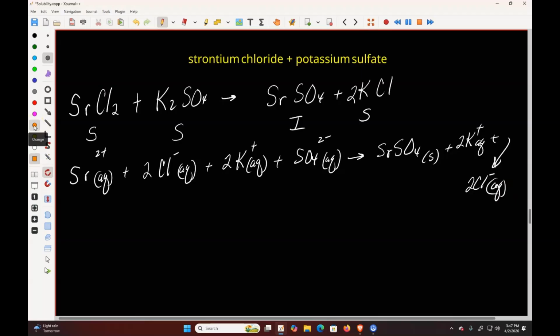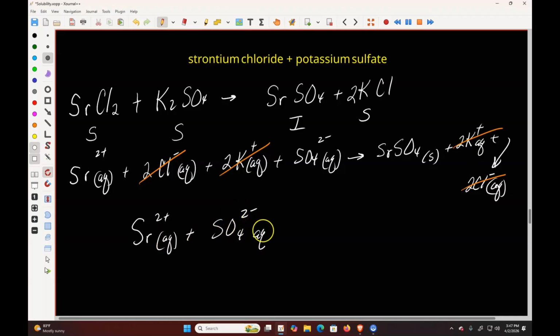Spectator ions will be chloride and potassium. So my net equation will be strontium 2 plus aqueous plus sulfate aqueous, SrSO4 solid.